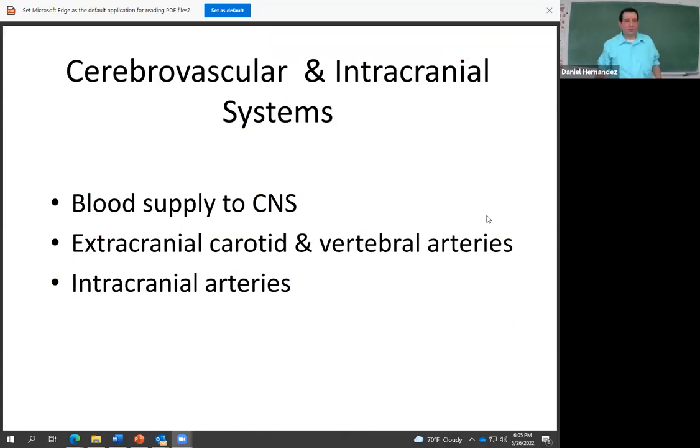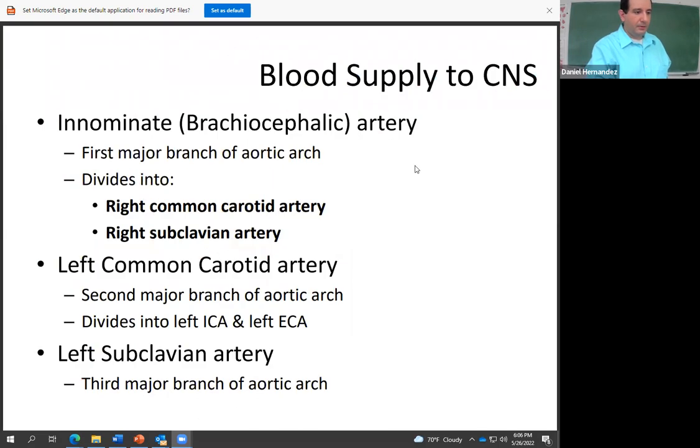So now we're just going to do cerebral vascular and intracranial systems. When we're talking cerebral vascular, this is the blood supply for our central nervous system, the brain. So we're going to be talking about blood flow going up to the brain.